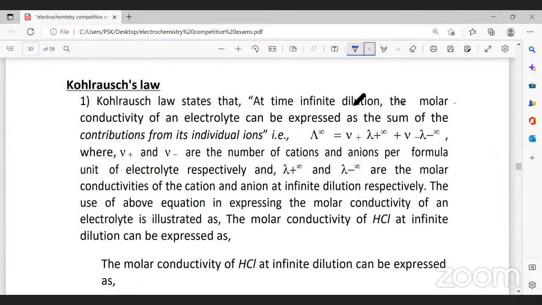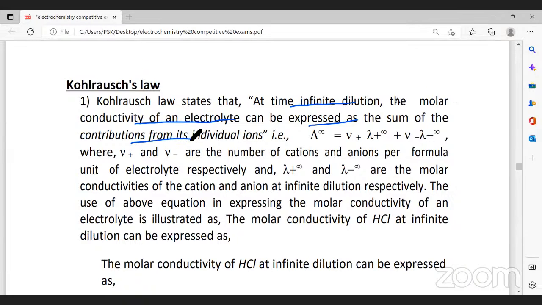At infinite dilution, the molar conductivity of an electrolyte can be expressed as the sum of the contribution of its individual ions. The statement is very confusing, but anyway, we will try to understand this. Now, why do we talk about infinite dilution? At minimum dilution, a strong electrolyte will undergo dissociation completely, no doubt about it. At infinite dilution, even a weak electrolyte is expected to undergo ionization 100%, or completely. Therefore, at infinite dilution, the weak electrolyte also will behave like a strong electrolyte.